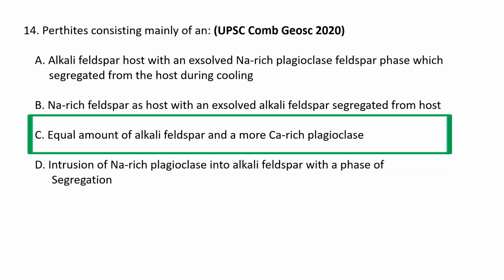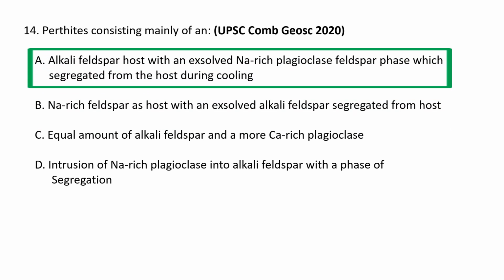So the correct option is perthite. They consist mainly of alkali feldspar host with an exsolved sodium-rich plagioclase feldspar phase which has segregated from the host rock during cooling. Perthite is any member of a class of alkali feldspar in which tiny crystals of sodium-rich feldspar, known as albite, that is sodium aluminosilicate, are intimately intergrown. But they have distinct form, and tiny crystals of potash feldspar like orthoclase, or less commonly microcline, are seen. A is the correct option.